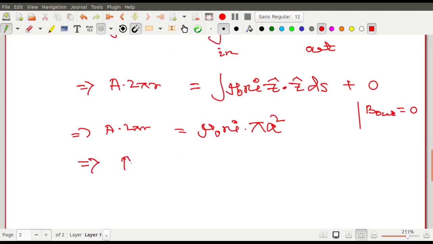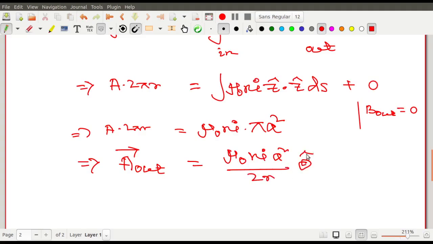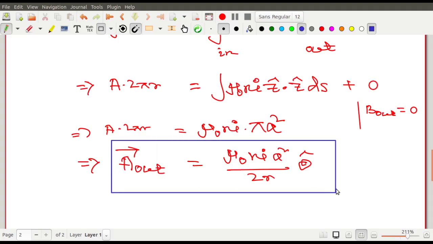So your expression will come as a out. If I put it in the vectorial form, then that would be mu 0 n i a square divided by twice r into theta cap. This time you have this expression: mu 0 n i a square divided by 2r into theta cap.